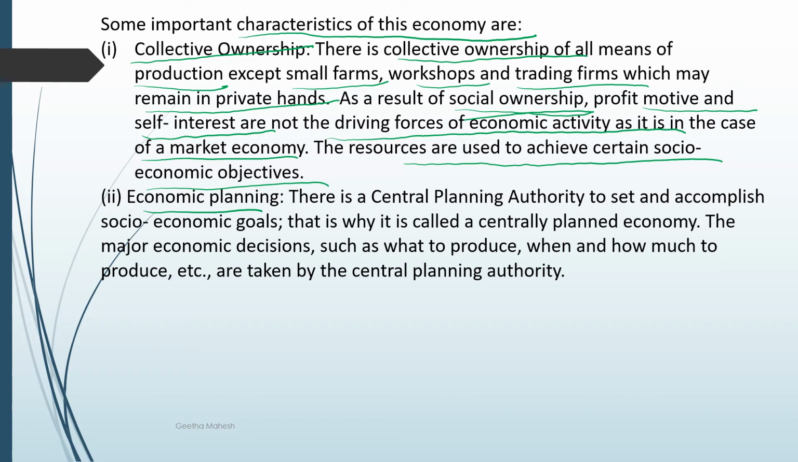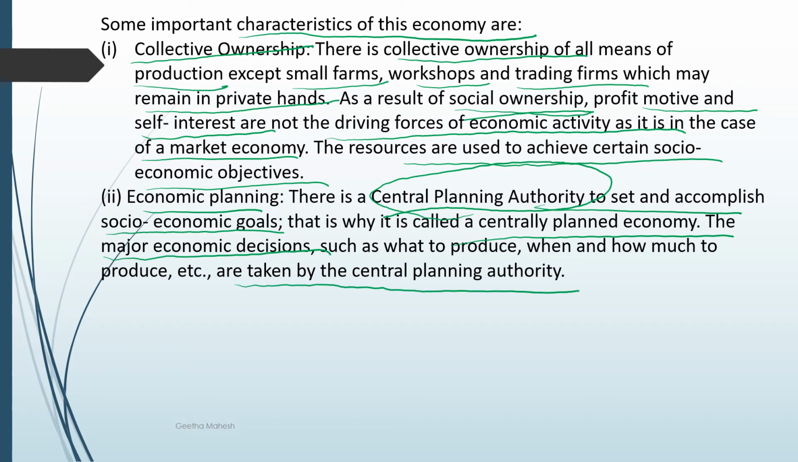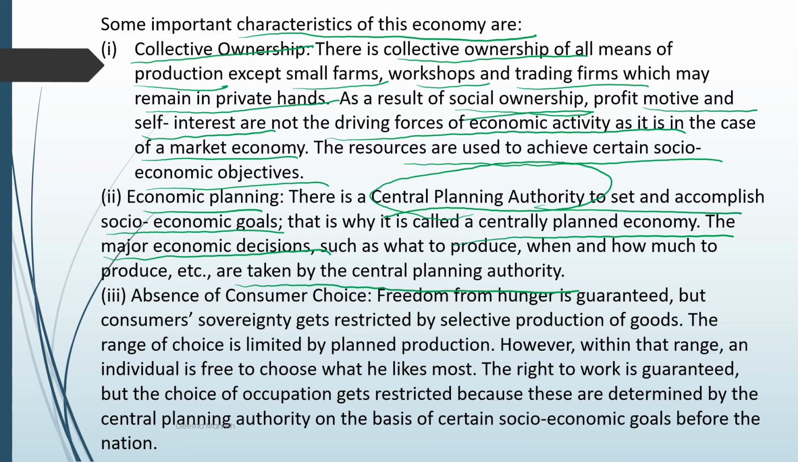Economic planning. As we already know, the central planning authority is going to set and achieve socio-economic goals. That is why it is called a centrally planned economy. Major economic decisions like what to produce, where to produce, when to produce, how to produce, and how much to produce are all taken by the central planning authority.